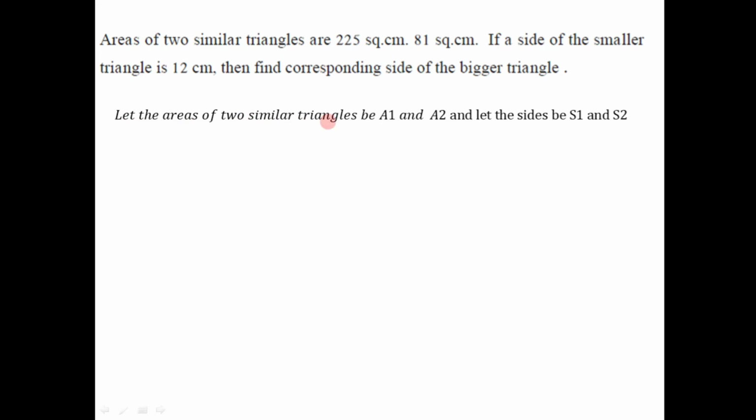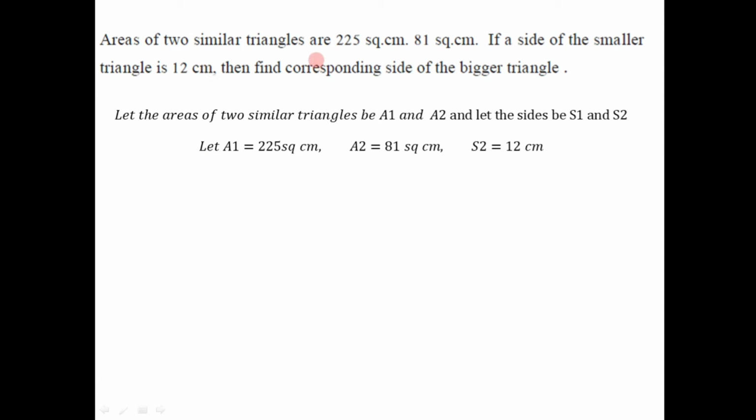So here, as two similar triangles are given, we'll have variables for them. Let the areas of the two similar triangles be A1 and A2, and let the sides be S1 and S2. Let us consider A1 as the bigger triangle and A2 as the smaller one. The area of the bigger triangle is 225 square centimeters, so A1 is equal to 225 square centimeters, and A2 is equal to 81 square centimeters. The second triangle is smaller, so S2 must be the corresponding side of the smaller triangle, which is given as 12 centimeters. From this information we have to find the side of the bigger triangle.